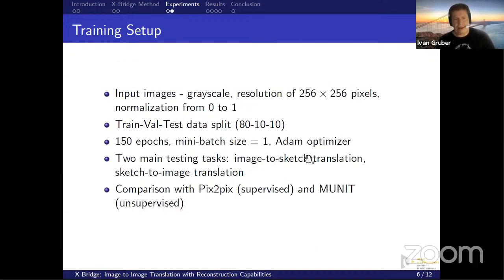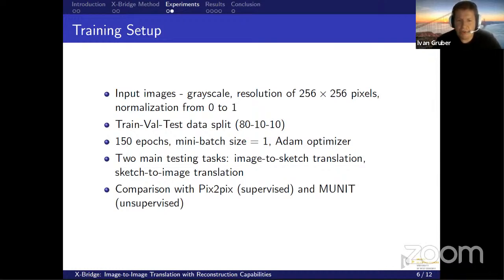As for the training setup, we convert all the images into grayscale and resize them to a resolution of 256x256 pixels. Moreover, we normalize all of them between 0 and 1. We take the whole dataset and split it into three subsets: train, validation, and test. The train subset contains 80% of the data, and the validation and test subsets contain 10% each. Our method was trained for 150 epochs with mini-batch size equal to 1 using the Adam optimizer.